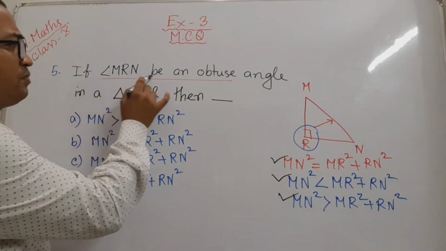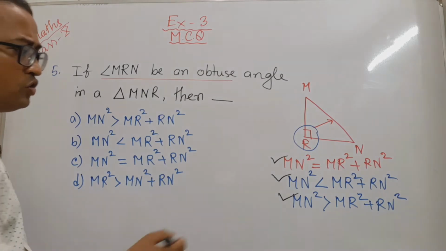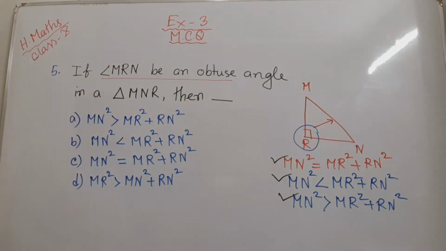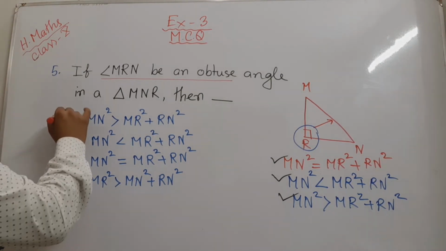Here angle MRN is an obtuse angle. So we can say MN square is greater than MR square plus RN square. So our correct answer is option number A.